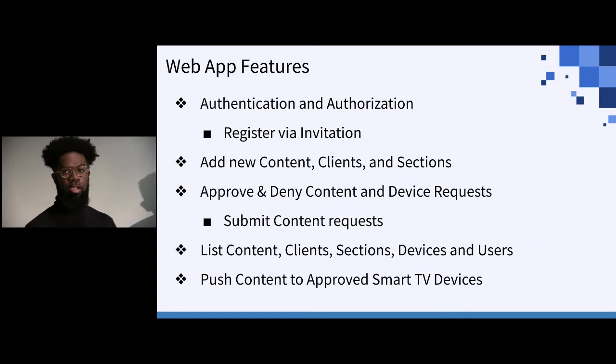So, like Aaron said before, you can go up and submit a content request through the web application, and then an administrator could go onto the web application and approve or deny that content depending on different criteria. And also, like Aaron stated before, the device registration requests can also be approved and denied by different administrators. You can also list all content, clients, sections, devices, and users on the web application, and we can also push the content in real time to the smart TV.